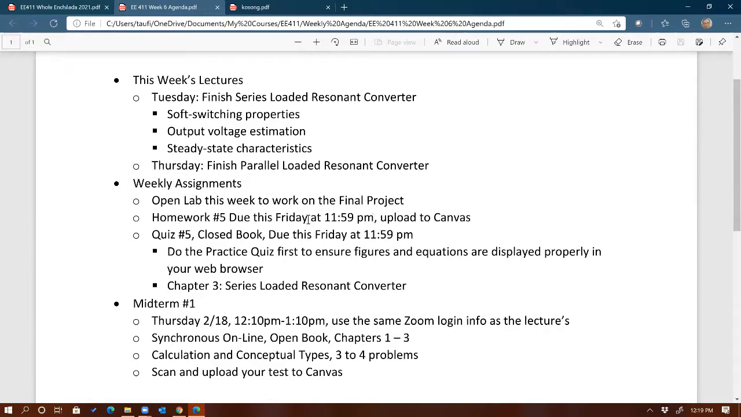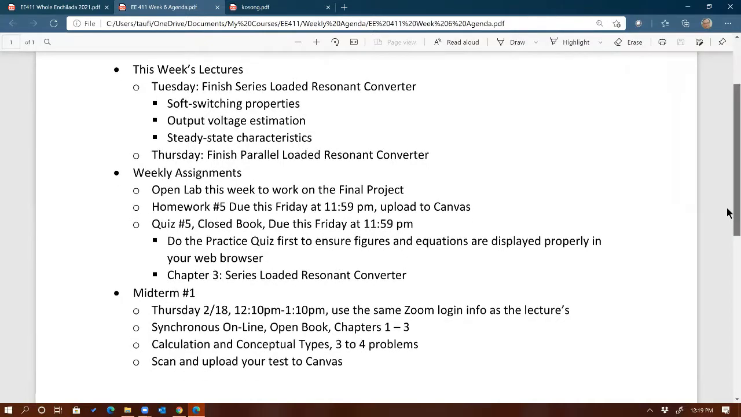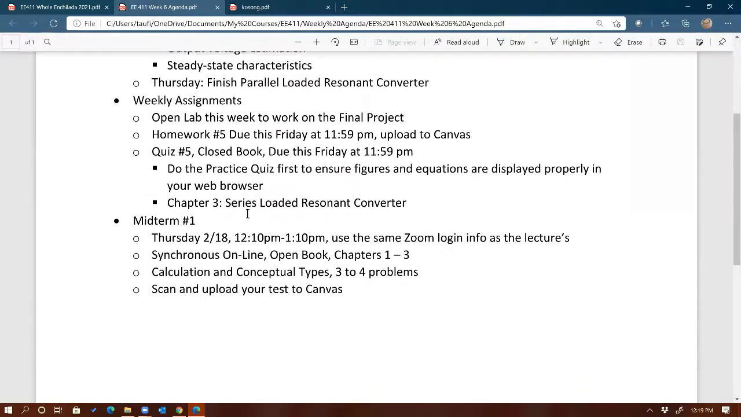Okay. Homework number 5, due this Friday. Quiz number 5, due this Friday as well. And as I said last week, do the practice quiz to make sure that your web browser can display figures and equations properly. The quiz is going to be on chapter 3, specifically on the series loaded resonant converter. So just focus on the series loaded resonant converter. The questions are going to be related to that one topology. So make sure you go over this topic before you take the quiz on Friday.